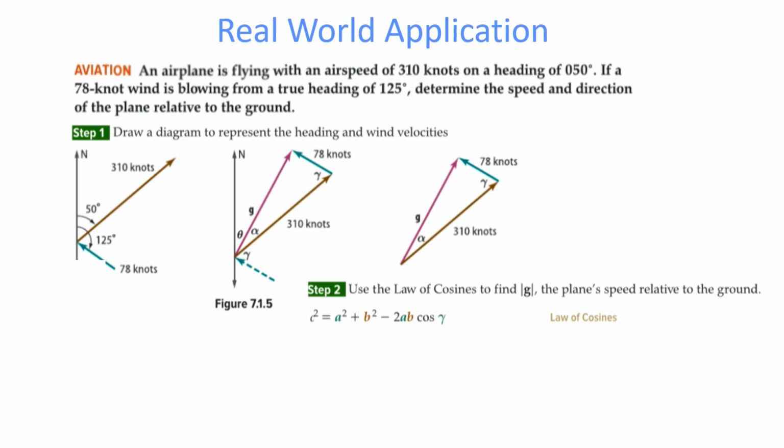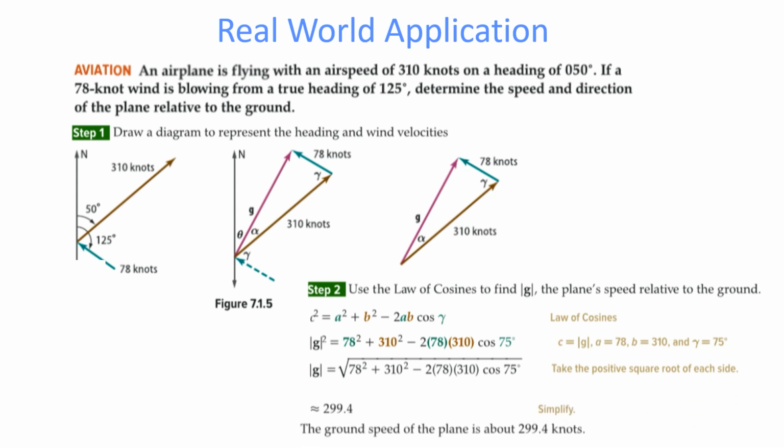Here is the formula for the law of cosines. If we plug the numbers in and follow it through, we get that G is approximately 299.4. So the ground speed of the plane is about 299.4 knots.